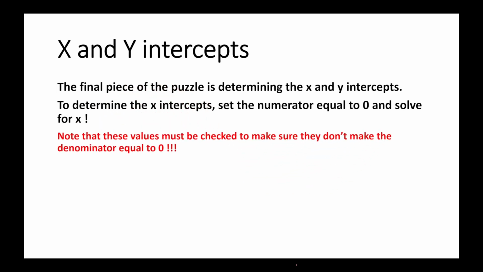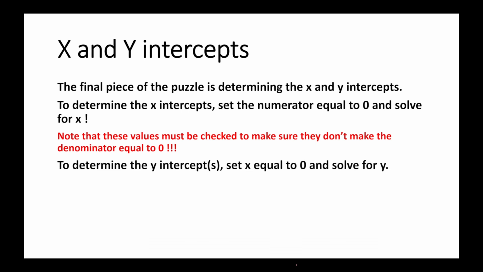Now, if you remember, when we were trying to figure out the vertical asymptotes, the way that we checked to make sure that they were valid is by plugging the answer into the numerator and seeing if it made the numerator 0. Then it wasn't a vertical asymptote. It's the same thing here except the opposite. To find the x-intercept, we're setting the numerator equal to 0. So we also want to make sure that whatever answer we get doesn't make the denominator equal 0. Otherwise, it doesn't work. It's not an x-intercept.